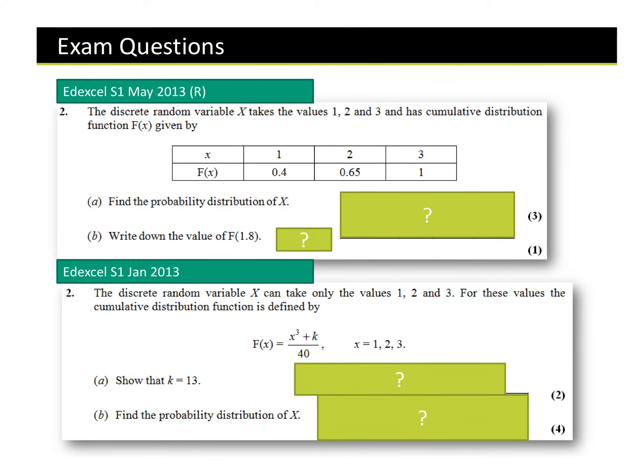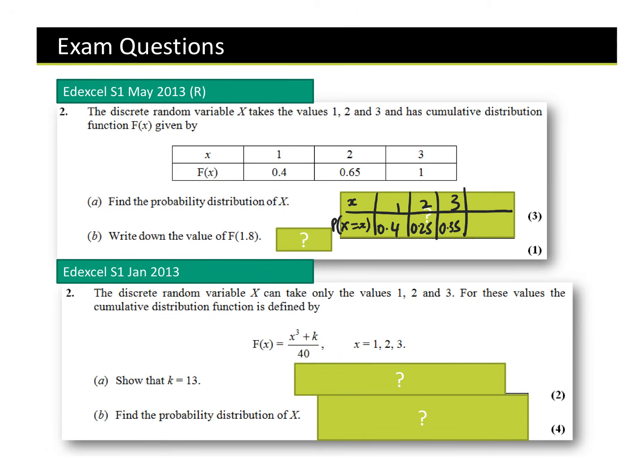The discrete random variable x takes the values 1, 2 and 3 and has a cumulative distribution function given. Find the probability distribution of x. So we need to draw the table of x and of P of X equals x, and we have 1, 2, 3. Now we know the probability of a 1 is 0.4 because it's the same as on the cumulative frequency. Then I look at the difference between 0.4 and 0.65, 0.25, and then the difference between 0.65 and 1, 0.35. Okay, so that's a nice and easy 3 marks.